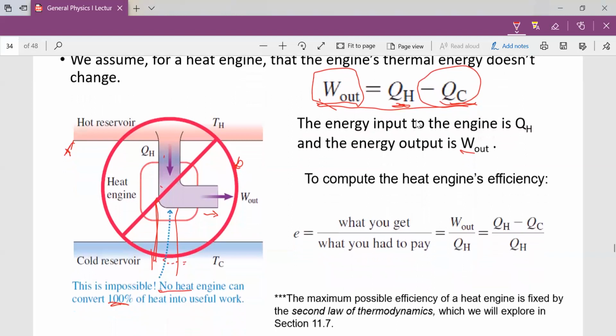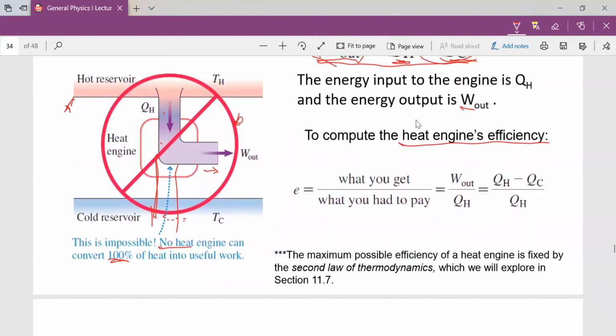So to compute the efficiency of the heat engine, we use the same equation of efficiency that we have used before. It simply means what you get out over what you put in. That's expanded from this first equation: work output or useful work done is equal to QH minus QC, over what you put in.